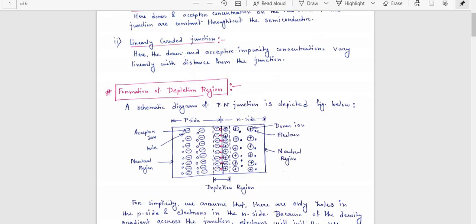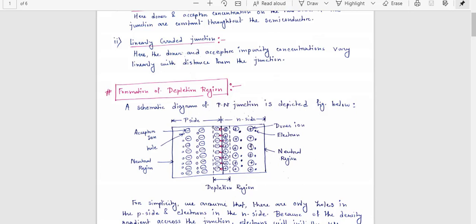Similarly, in N-type material, you have majority carrier electrons, minority carrier holes, and some positively charged donor ions. Here these donor ions are shown as a plus sign with a circle. Acceptor ions are shown as a negative sign with a circle. Holes are shown with a tiny circle, and electrons are shown with a dot. Okay, now for simplicity we assume that this is the structure.